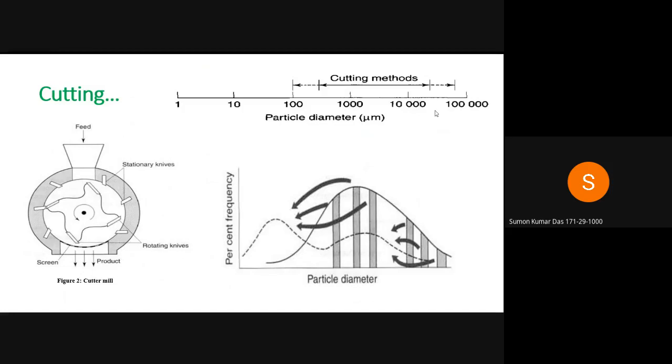Here, particle diameters from 100 micrometers to 1 lakh can be obtained by using the machine. This shows the particle diameter and percentage of frequency. The frequency shows that at the initial stage the particle diameter is very high, but after passing time, when we apply cutting, we get smaller particles, and the frequency falls down.